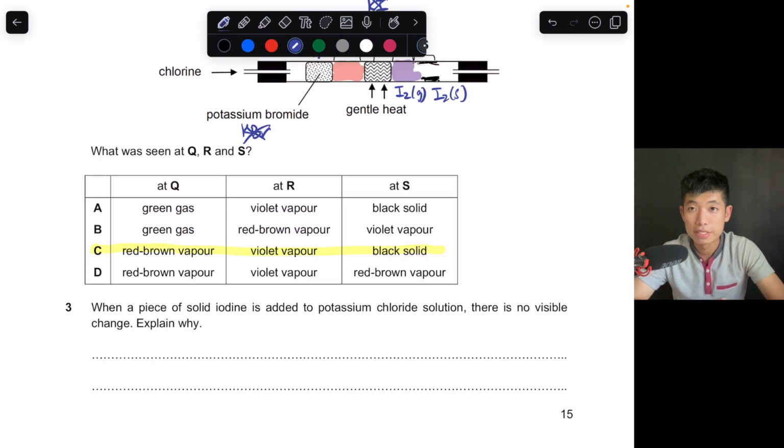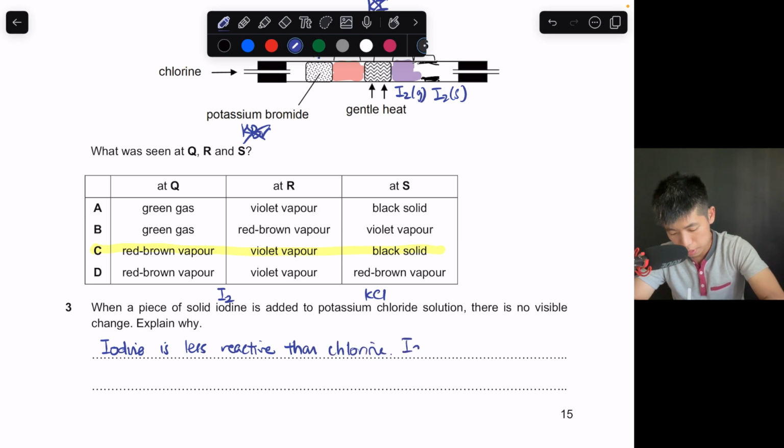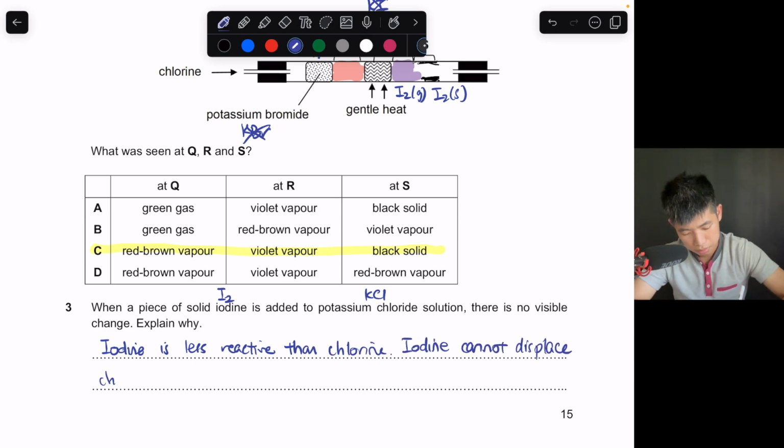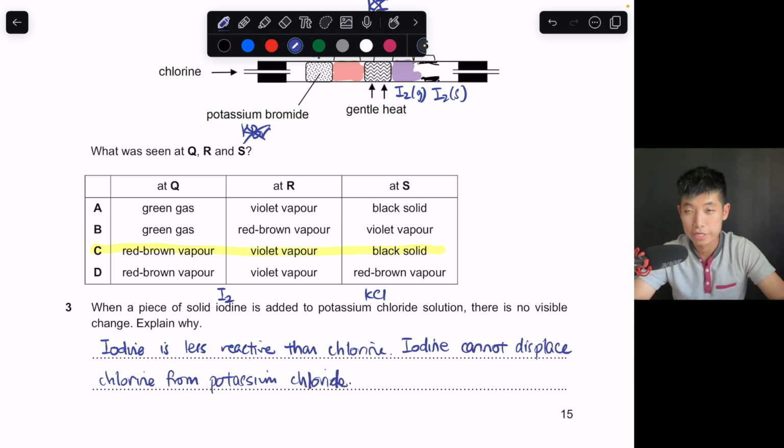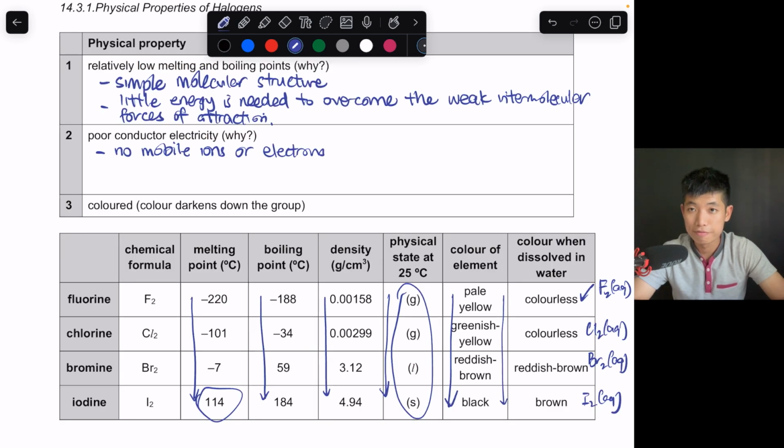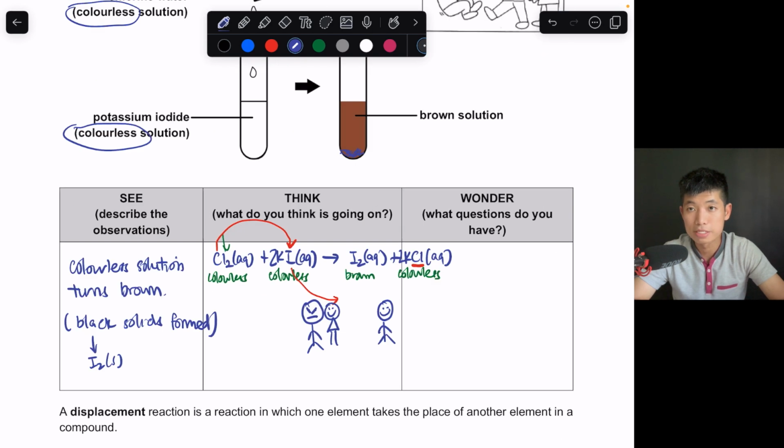Just now we talked about the template to answer questions on displacement. So when we have iodine, which is less reactive than chlorine, there is no reaction. That's because iodine is less reactive than chlorine. Iodine cannot displace chlorine from potassium chloride. We have come to the end of group 17 elements. Make sure you know their physical properties, the trends in their properties, and how to describe and explain displacement reactions. That's all for this video. I'll see you all in class.